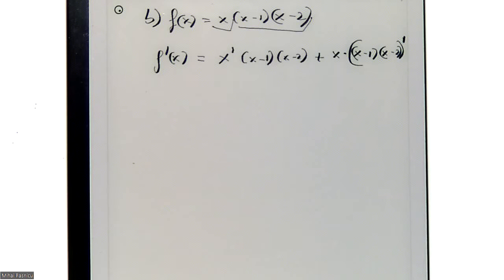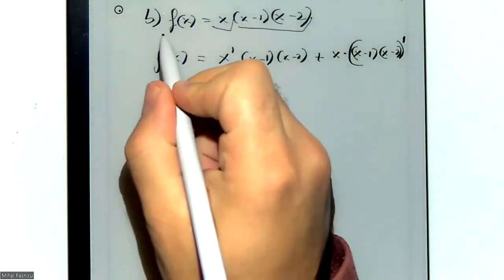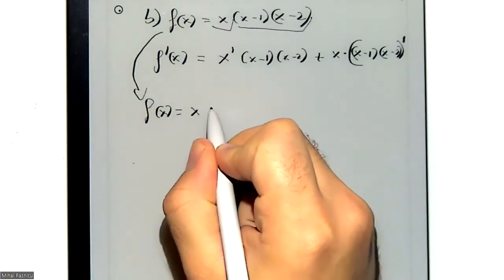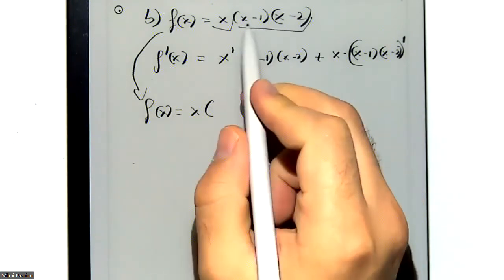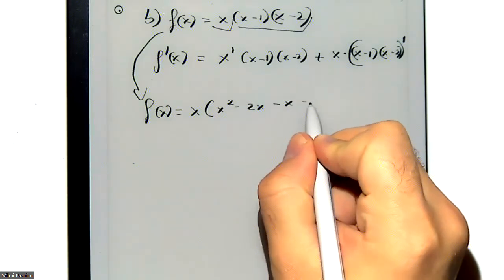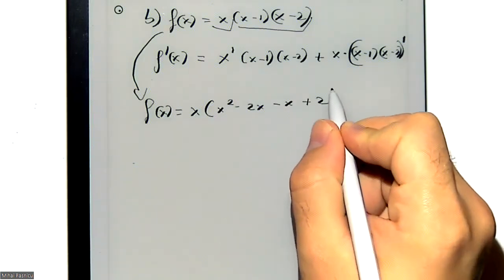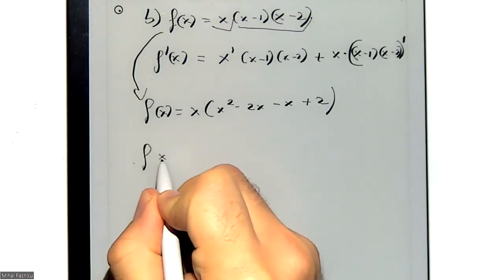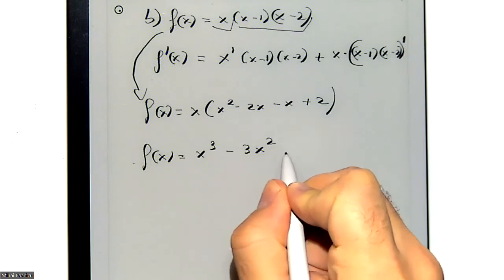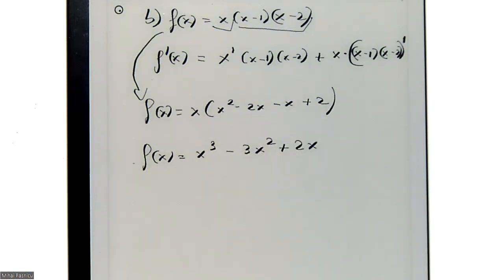Maybe I work differently. The way I would do this is I would just open the parentheses and I get x times x squared minus 2x minus x plus 2, which is going to give me f of x is equal to x to the third minus 3x squared plus 2x. Okay, and I'm going to take a derivative of this. I don't know, it just works for me. Any questions on this?